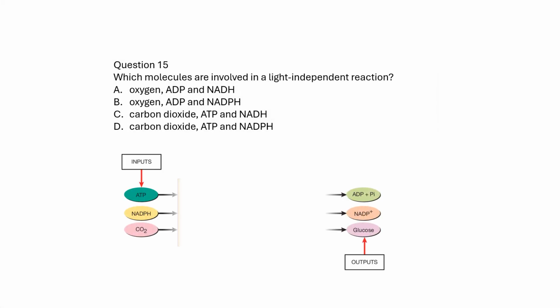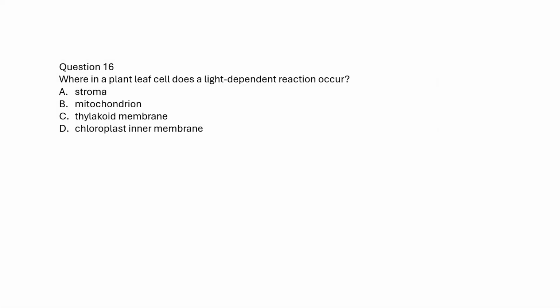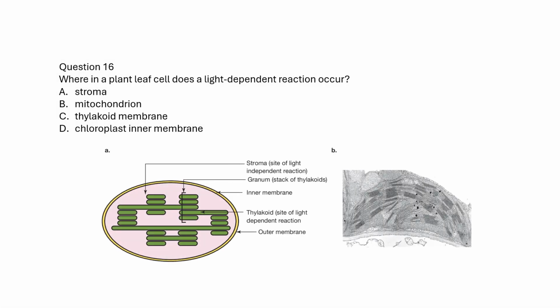ATP, NADPH, and carbon dioxide are input into the light independent reaction, and ADP, NADP+, and glucose are output. Please note that NAD is different from NADP. NADP is involved in photosynthesis. The light-dependent reaction occurs in the thylakoid membrane.